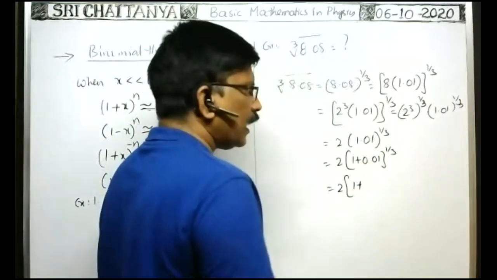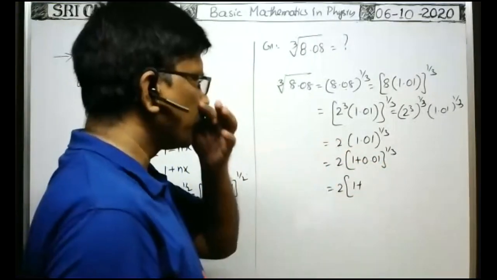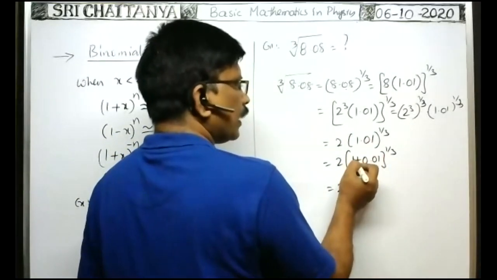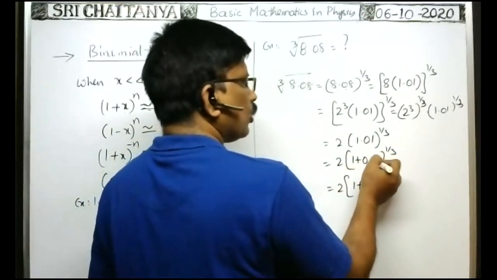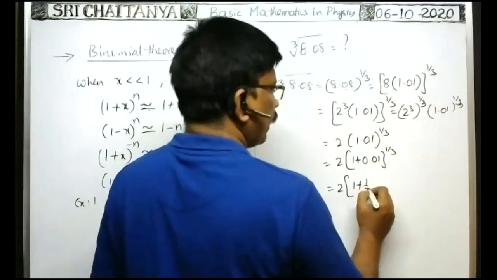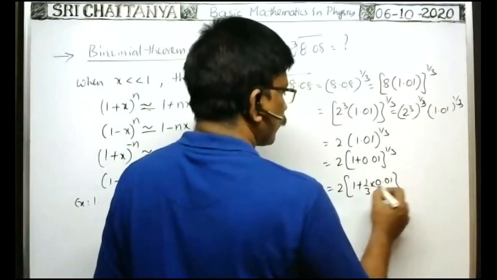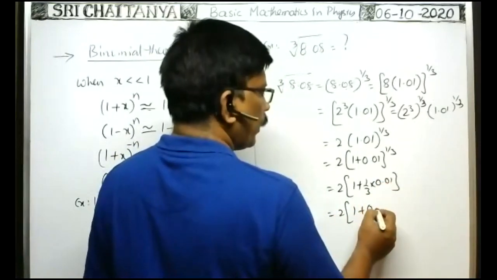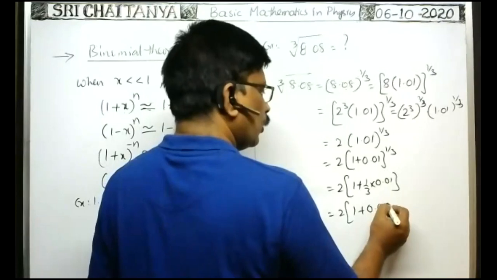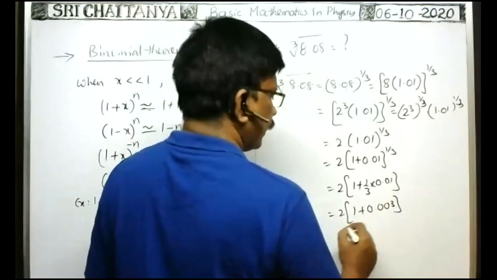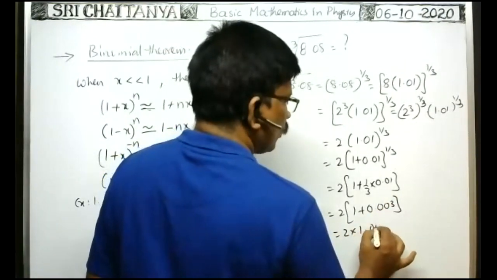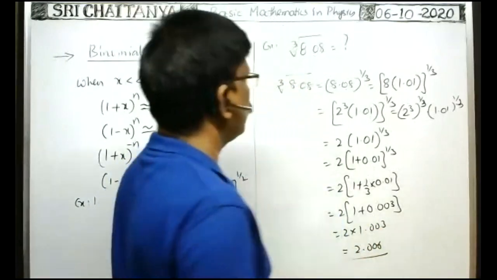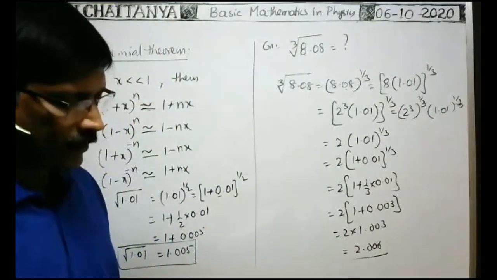We can apply the binomial expansion to find this value. Here, as 0.01 is very small compared with 1, you can multiply this 0.01 with the power. So 1 by 3 into 0.01. So 2 into 1 plus, you divide with 3, 0.003. Like this we can write. So 2 into 1.003, that is equal to 2.006. This is the value of cube root of 8.08.